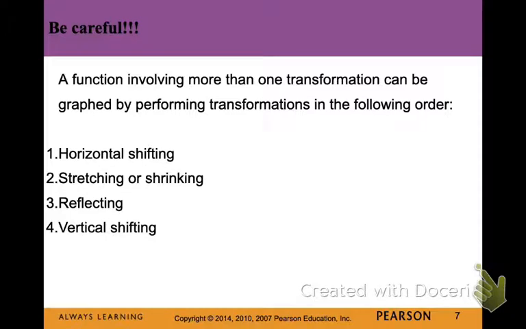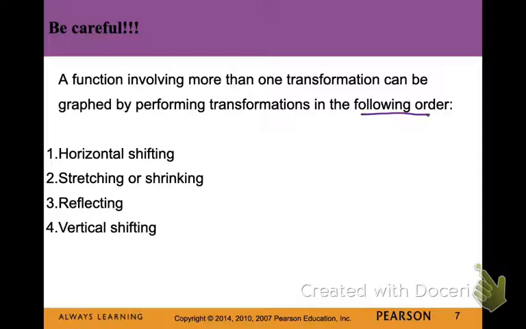All right, so here's something to remember. A function that involves more than one transformation can be graphed by doing the transformations in the following order. And we'll cover this later on in chapter 1. So horizontal shifting, stretching or shrinking, reflecting, and vertical shifting. And so here's one way to remember it.